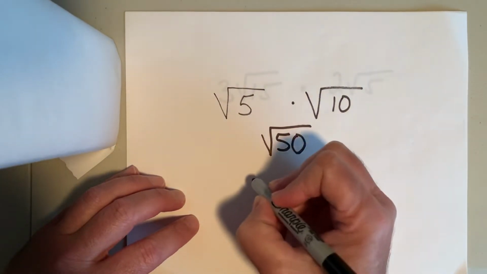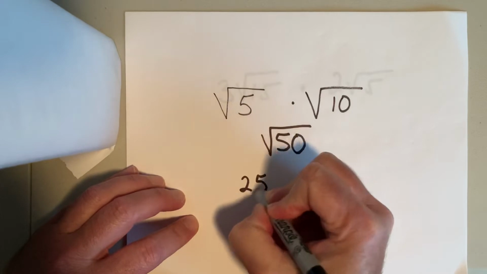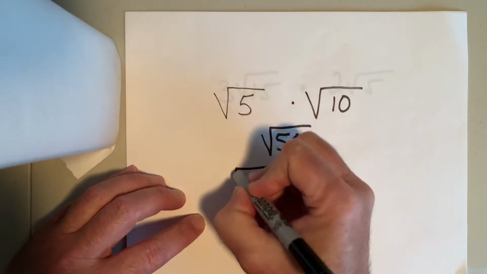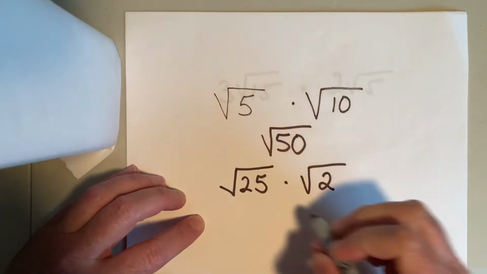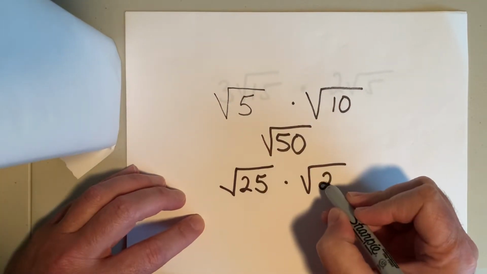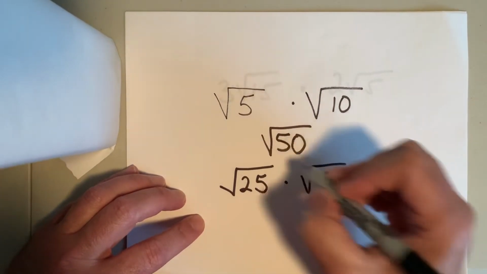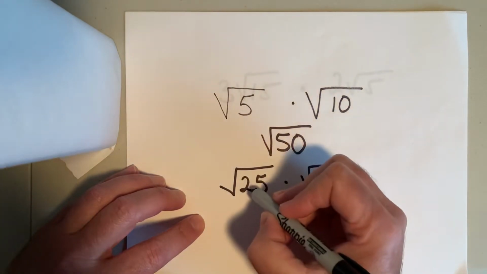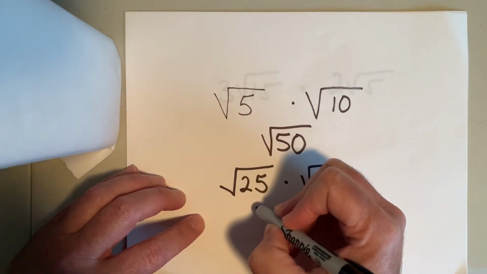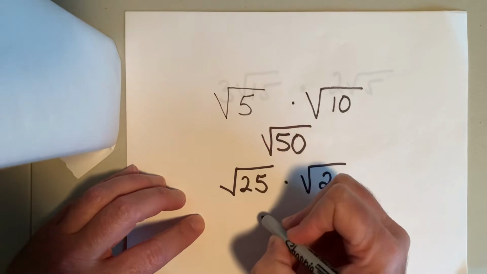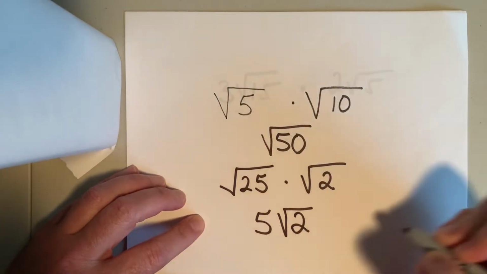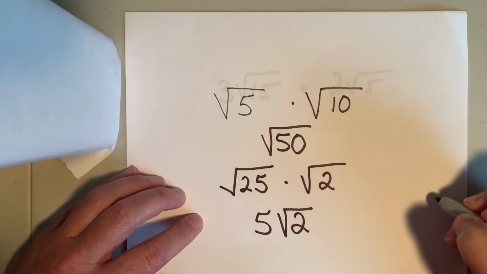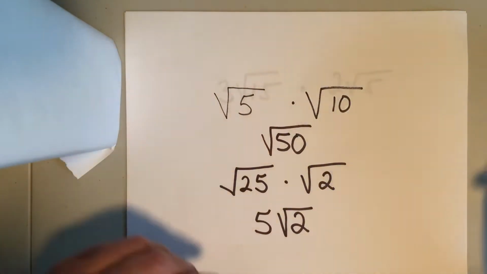And that perfect square is 25. So radical 25 times radical 2 is radical 50. Well, then we break that apart: the square root of radical 25 is simply 5. So the final answer is 5 radical 2. That would be your answer in lowest form, if you will.